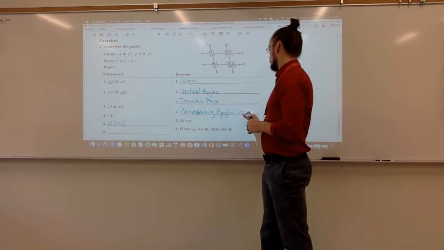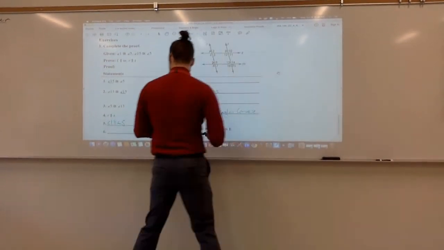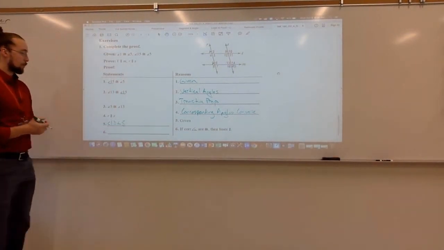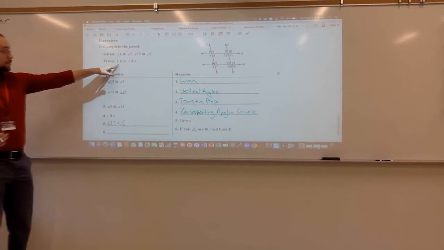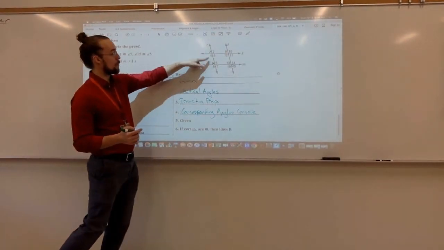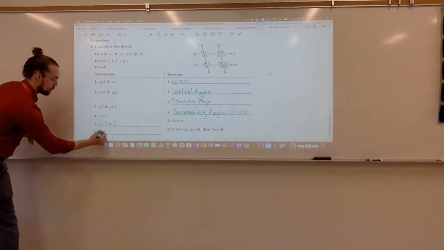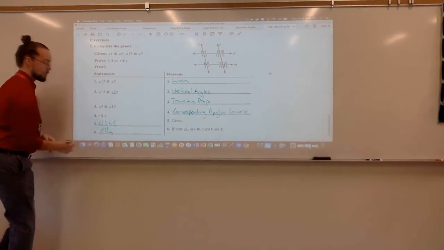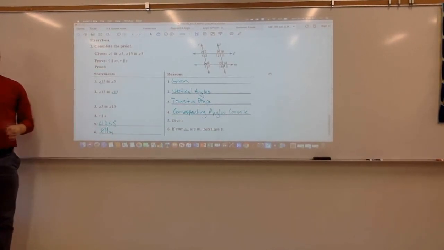So now they say if corresponding angles are congruent, then lines are parallel. So my goal is to prove that L and M are parallel, right? So they already said 1 and 5 have to be congruent. So my final line is just going to be L is parallel to M because that's what I want to prove. Questions?